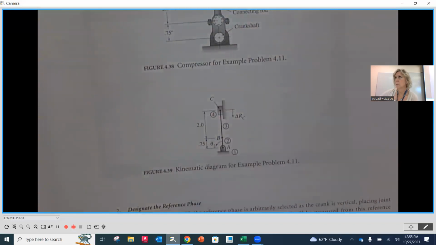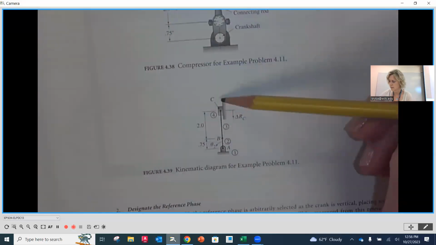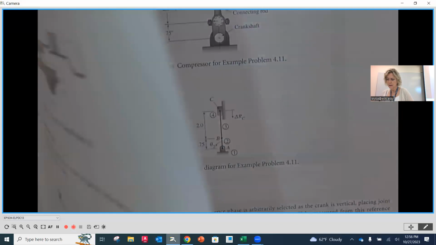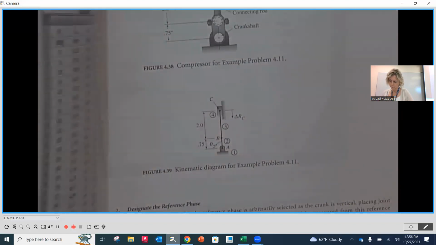Now, this is considered what we call an inline slider crank mechanism. All that means is that our crank is in line with the slider. There is no offset distance, unlike the example that we looked at just a little bit ago.